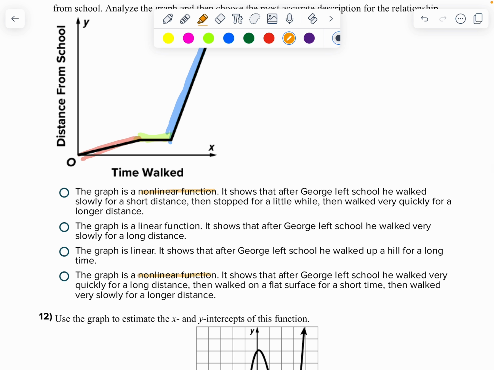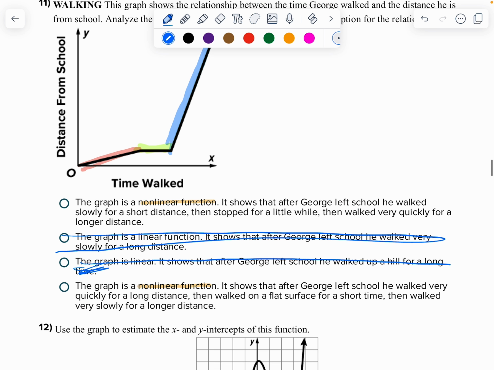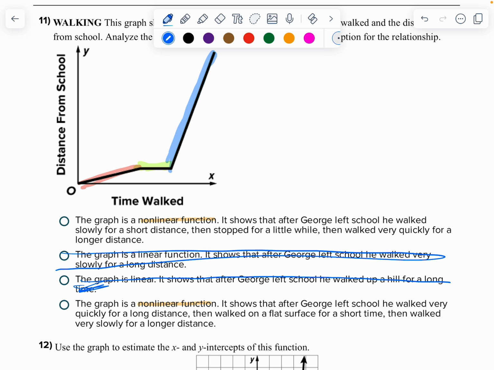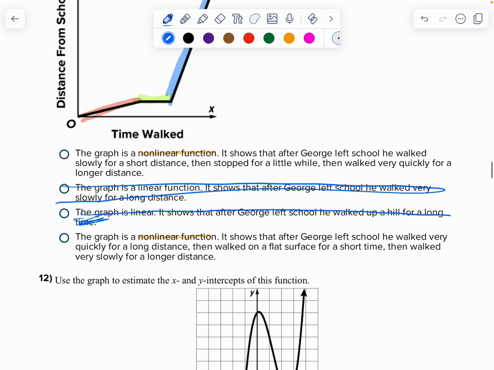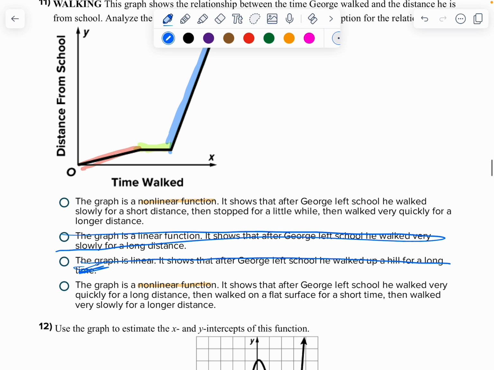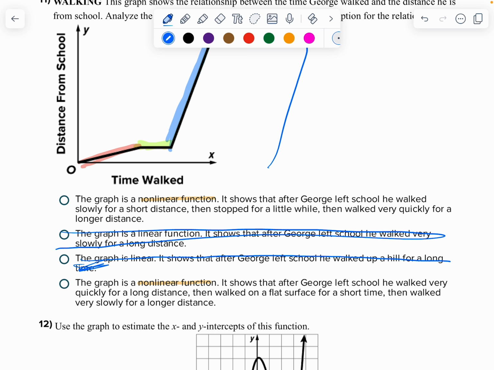So these are my two choices. So that means automatically this goes away because this is neither one, it's not a linear function. It does have parts of lines. It has line segments, but it is not one line. Okay, then it shows that George left school. He walked slowly for a short distance, then stopped for a while, then walked very quickly at a longer distance. The other one says it shows that George left school. He walked very quickly. Quickly would go up faster. So I'm going to say this one right here.